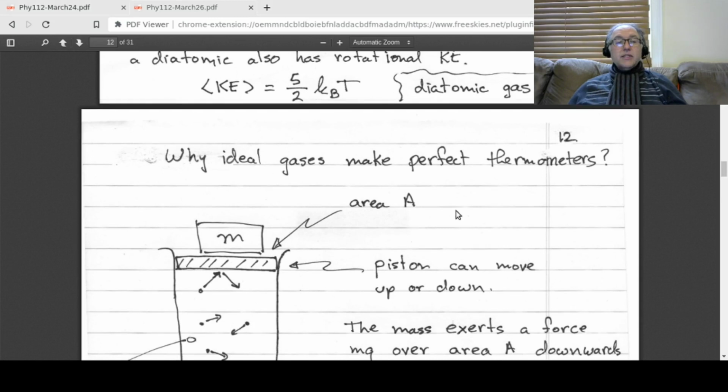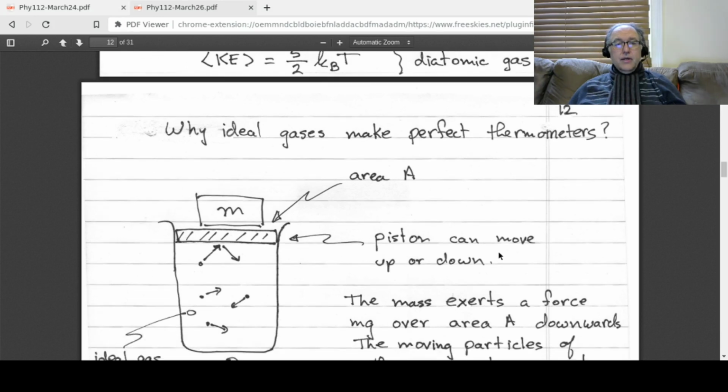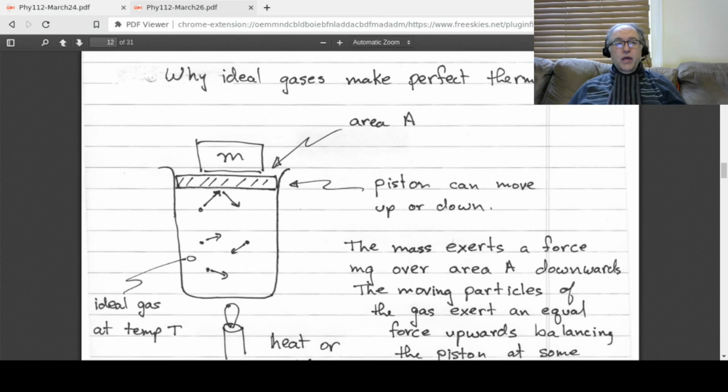Now, before we actually do problems here, let's return to the question of why ideal gases actually make these perfect thermometers. We have all the machinery now to really understand why, when we plotted V versus the temperature for these ideal gases, they really did extrapolate down to absolute zero. Okay, so here's how you would do this experiment.